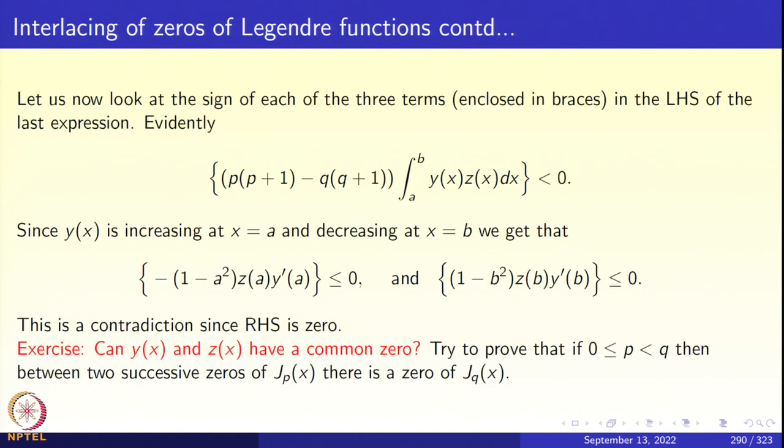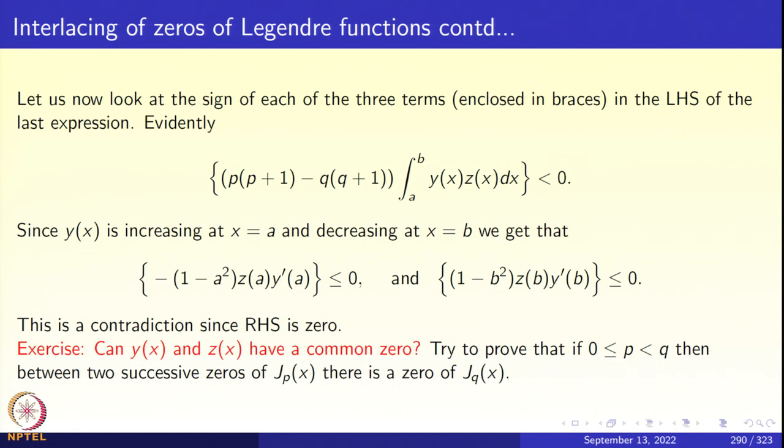Okay, so this is what I said has been summarized in this slide. And here is a little exercise for you. Can it happen that y of x and z of x have a common zero? Please read this proof very carefully and try to rule out the case that y of x and z of x have a common zero.